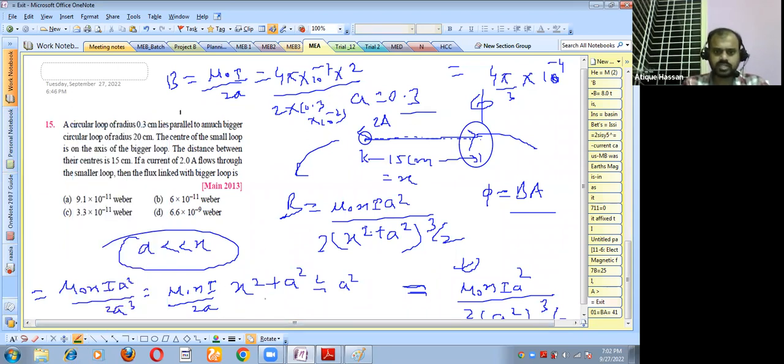Here, x is much greater than a, right? So x square plus a square should be equal to x square, not a square. It should be x square, right? Getting my point? x is greater, na? So that is why here we will get x, and x is 15 into 10 to the power minus 2.